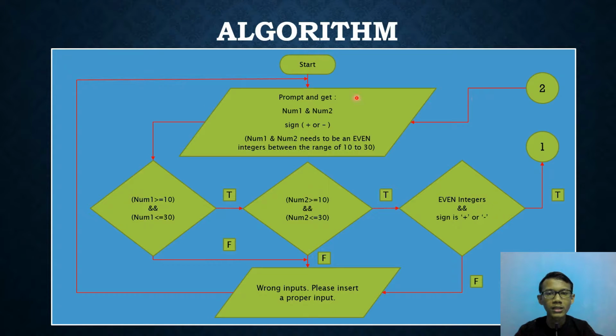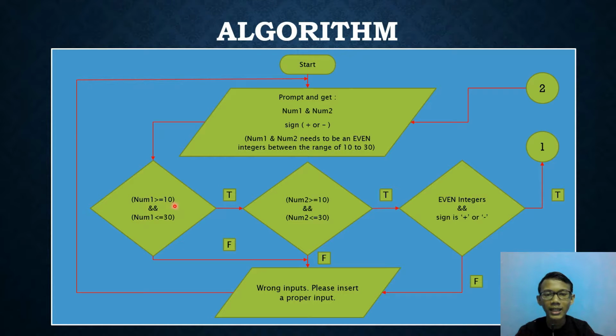Alright, so as we can see here, this is the algorithm. We will begin with start, and then we can prompt and get number 1 and number 2 from the user along with the sign. The sign can only be plus or minus, and number 1 and number 2 can only be even integers between the range of 10 to 30. So first we need to check for number 1 and number 2. We need to check whether they are greater than or equal to 10 and less than or equal to 30. So here we check for number 1.